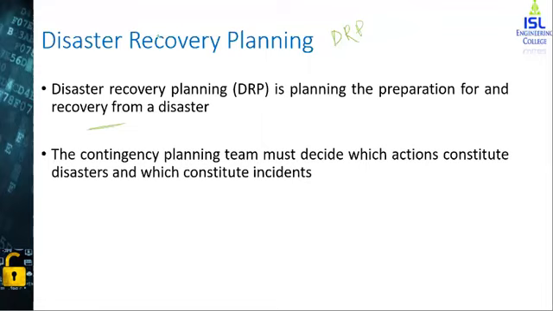Now, this contingency planning team must decide which actions constitute a disaster and which constitute an incident. The first step was incident response, right? Then the next is disaster response. Then you've got the business continuity plan. So you need to identify whether a particular attack was an incident or whether it was a disaster. Based upon that, you're going to classify.